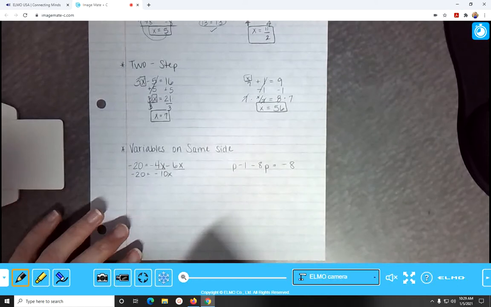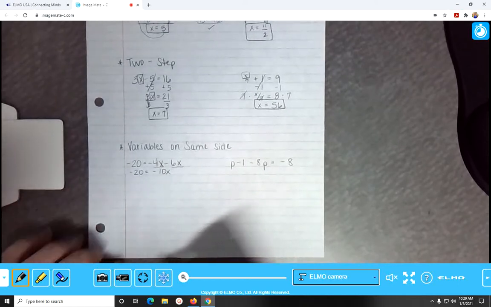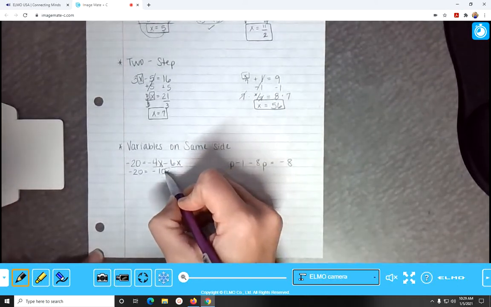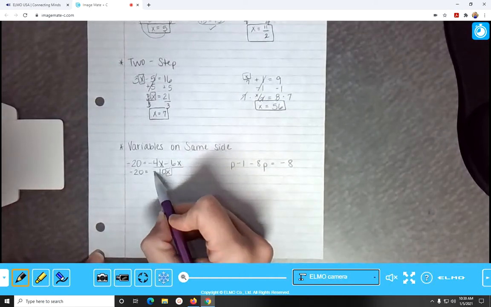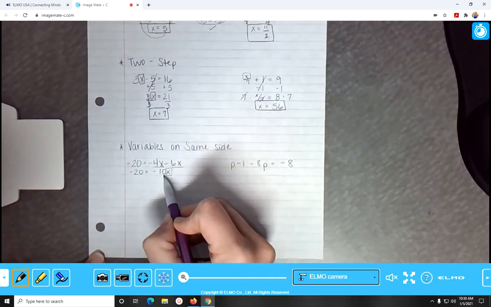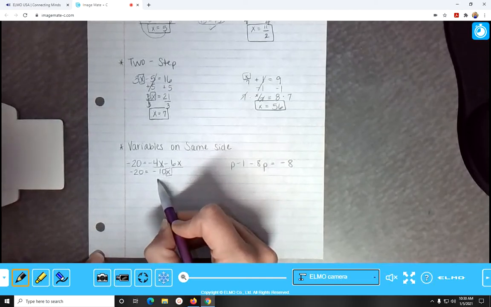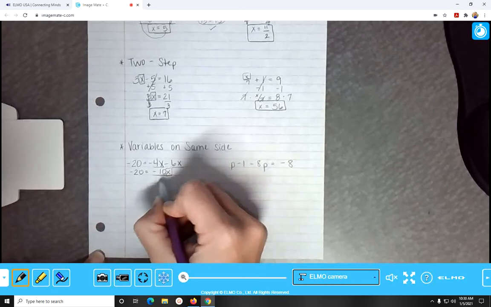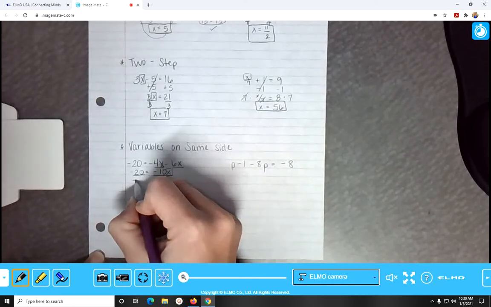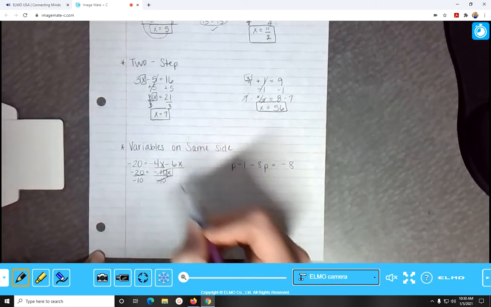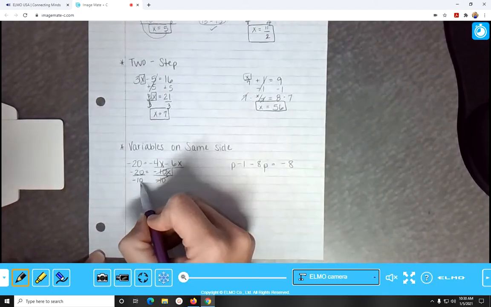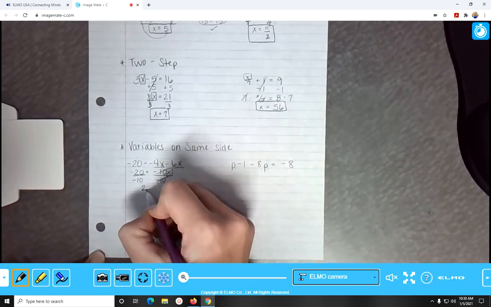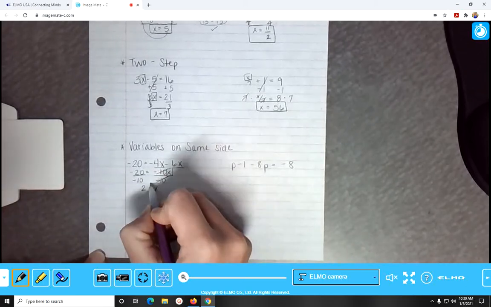Once you get your like terms combined, then you want to work on isolating your variable, and your variable is the x right here. So we've got to get rid of that negative 10 in front of it. Now, I always have some people who want to try to add 10, but remember, this is not a subtraction of 10, this is multiplication of negative 10 because it's right next to the x. So we fix that by dividing by negative 10 on both sides so that these cancel. Negative 20 divided by negative 10 is positive 2 equals x.